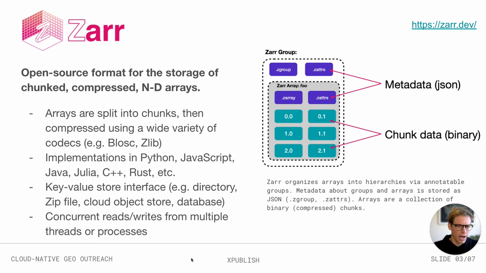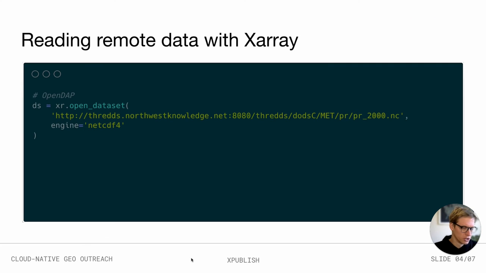And so Xpublish comes in and provides a tool for serving data over the internet. And this is actually not particularly new. We've been reading remote data with Xarray for quite a while. So there's a tool called OpenDAP. It's a protocol for serving NetCDF-like data over the internet. So here's an example reading a precipitation dataset using OpenDAP and Xarray, and you point at an HTTP endpoint and you get back a dataset.